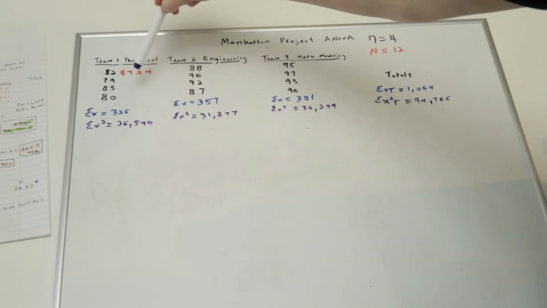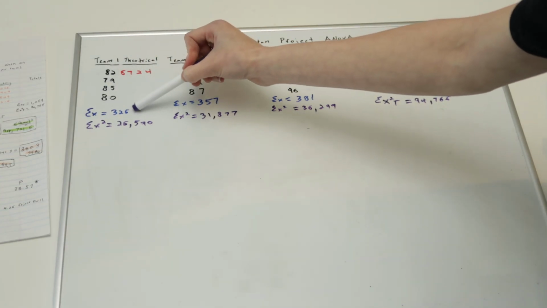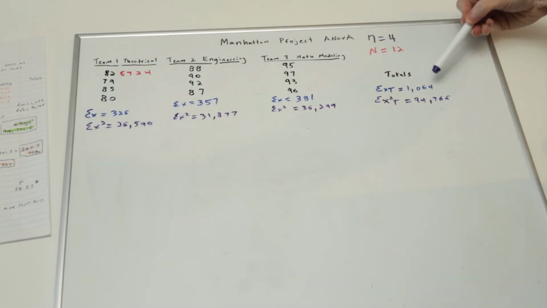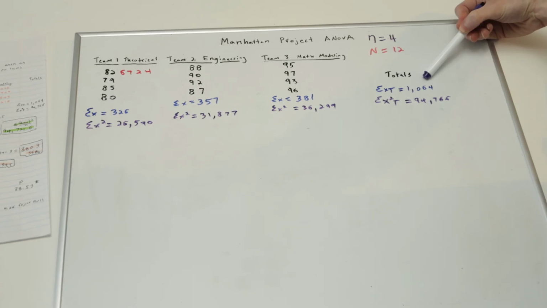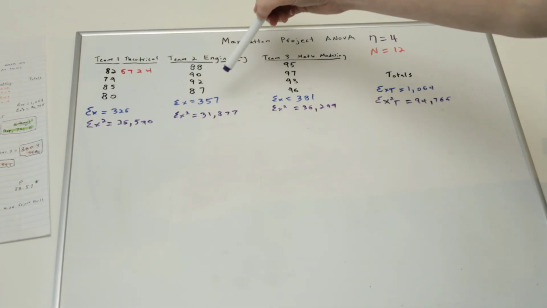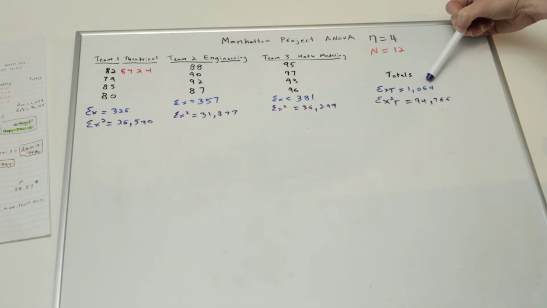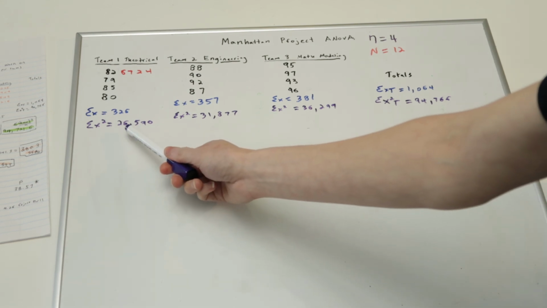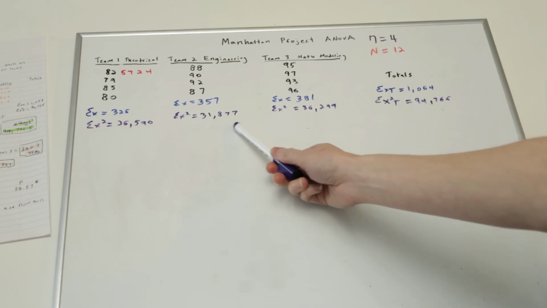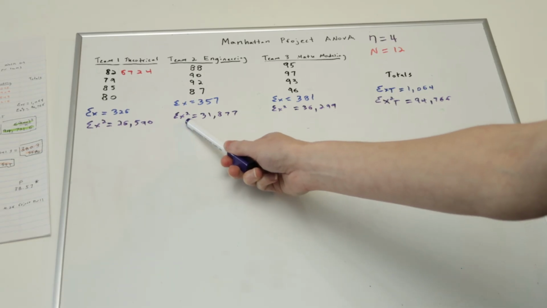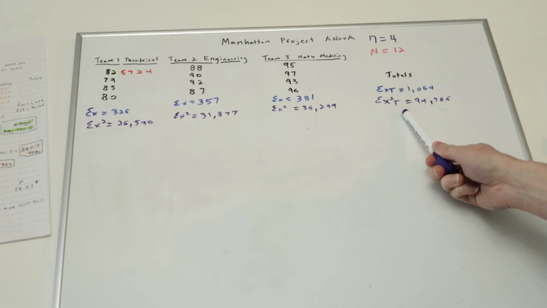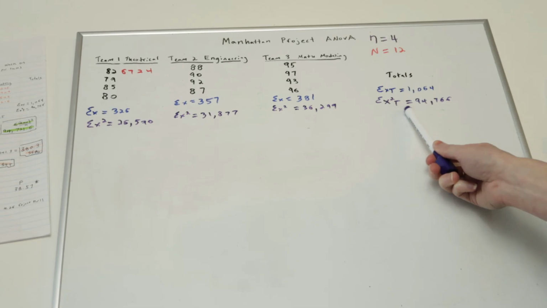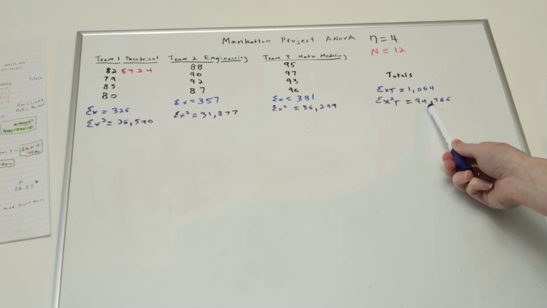So you're taking the overall total score of each team, adding it together, and that gets you 1,064. So you're just adding 326, 357, 381. That equals this number. Then you're going to do the same thing and get a much larger number when you add together each of these in this row. So the sum of scores squared. And so that's what this is. The sum of score squared total is 94,766.